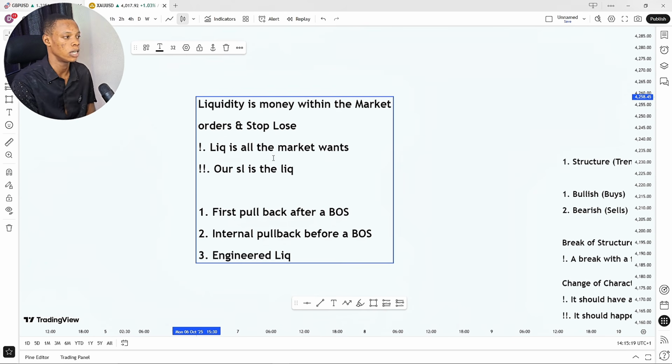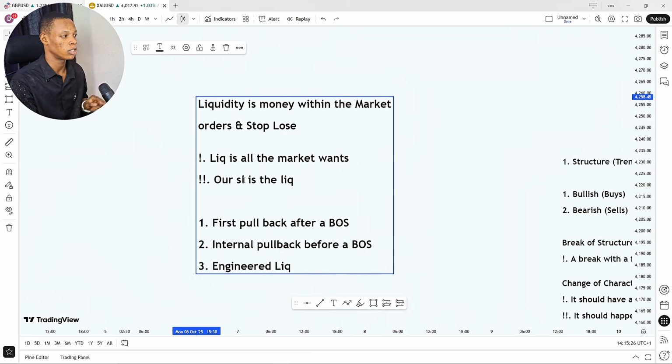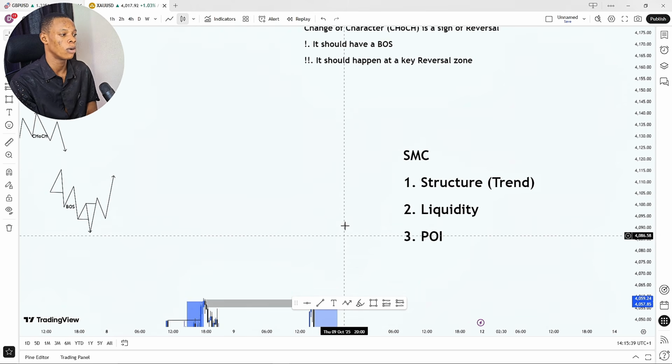These are the two key points I give. Liquidity is all the market wants. And our stop loss, SL, if you lose money, you're going to provide liquidity for the market. And many of you are going to ask, why is it needed? Why does the market want to look out for our liquidity? Why does the market want us to hit stop loss? And this is the reason.